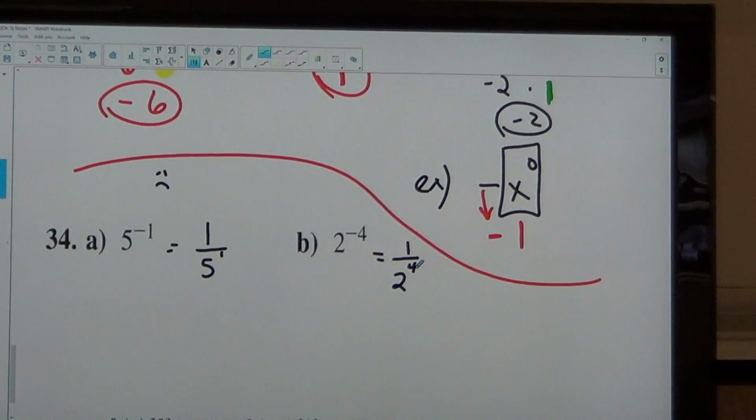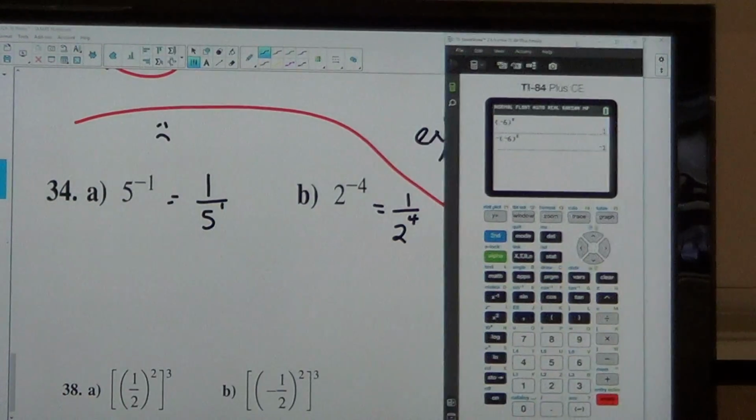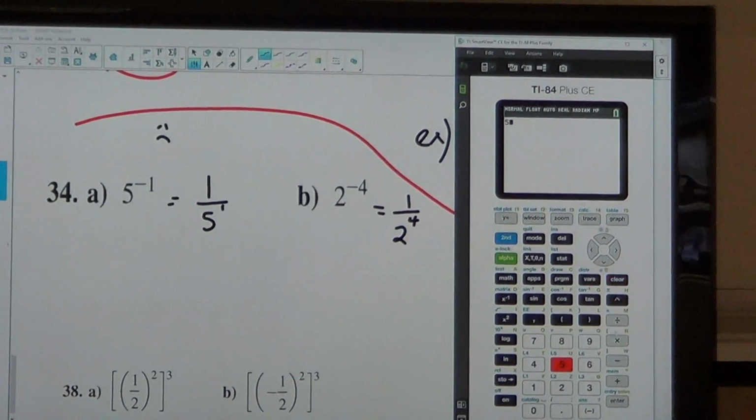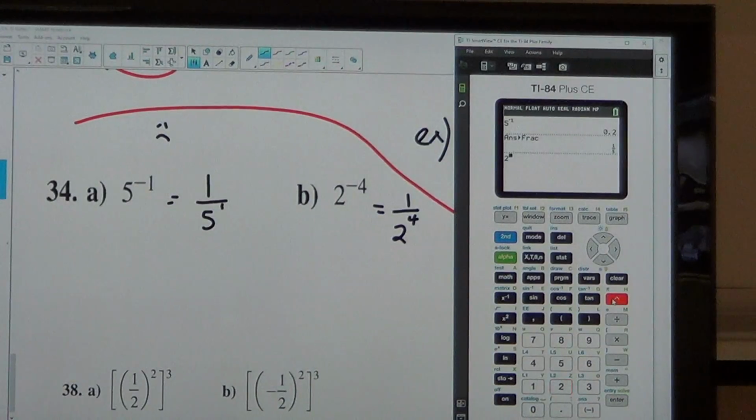Now, we can do these in our calculator. We can do 5 to the -1. Because they'll say, write it in simplest form, so we're gonna do math, enter. And 2 to the -4, and then math, enter.